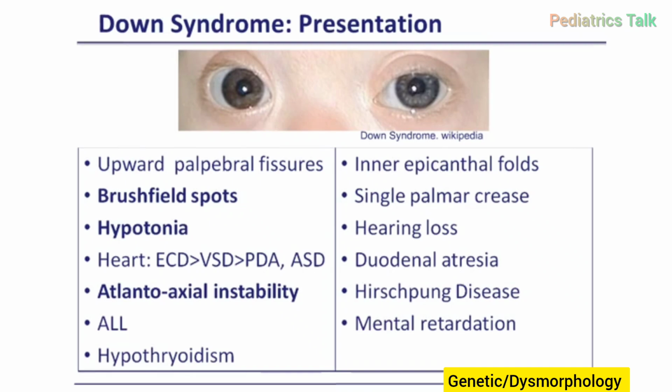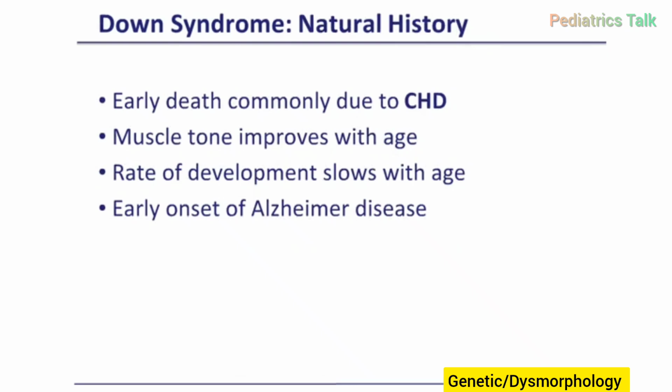And time into early childhood will determine what type of mental retardation and how functional these children will become as they get older. The four main features with respect to natural history of Down syndrome is early death due to any one of a number of problems, but most commonly with respect to heart disease.